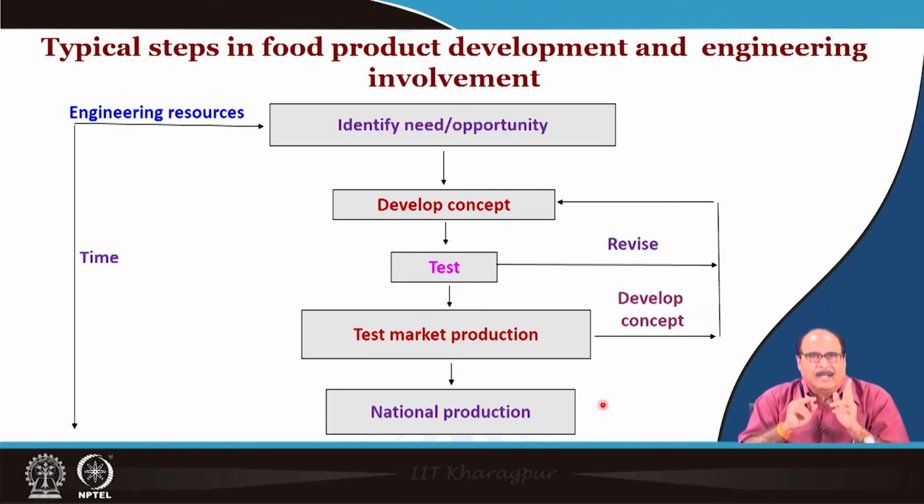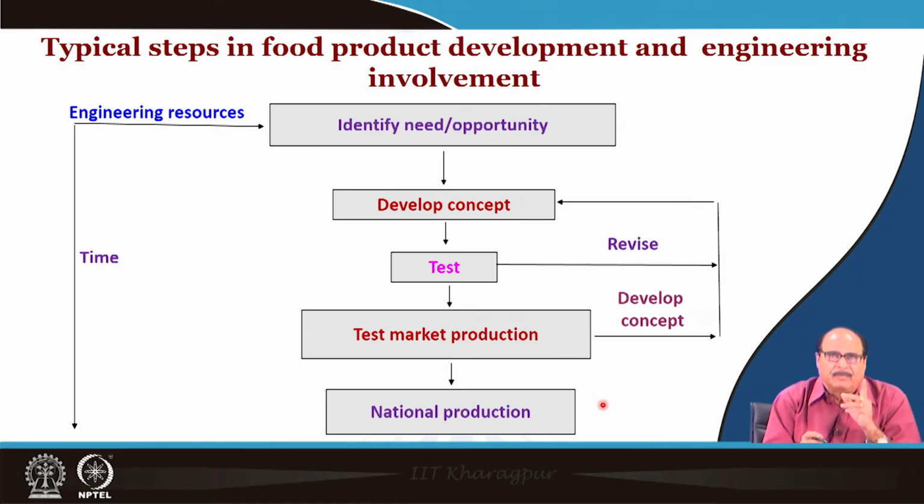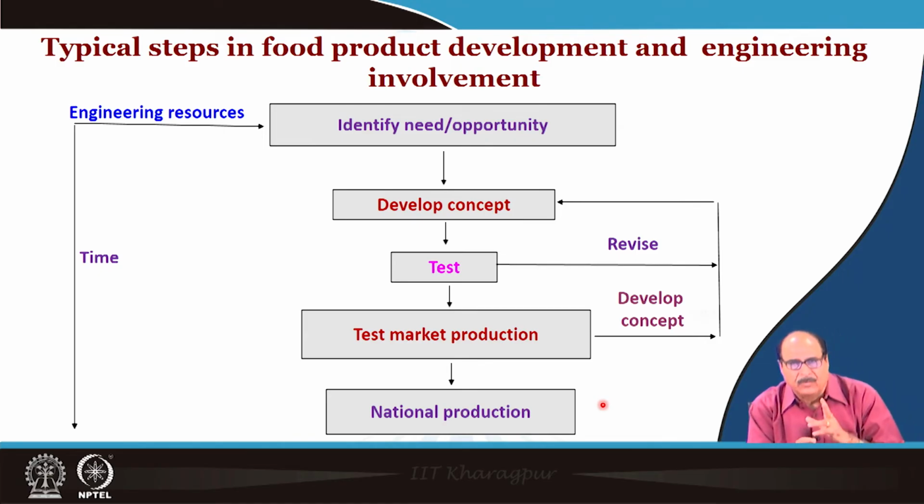Here I have given the typical steps in food product development and engineering involvement, depending upon one's engineering resources or financial availability: identify the need and opportunity, what is needed and where there is opportunity. Then develop your concept, how you are going to meet that need. Test your concept. If the concept is approved upon testing in the laboratory, go for market production. Otherwise, if it fails in the laboratory, revise your concept.